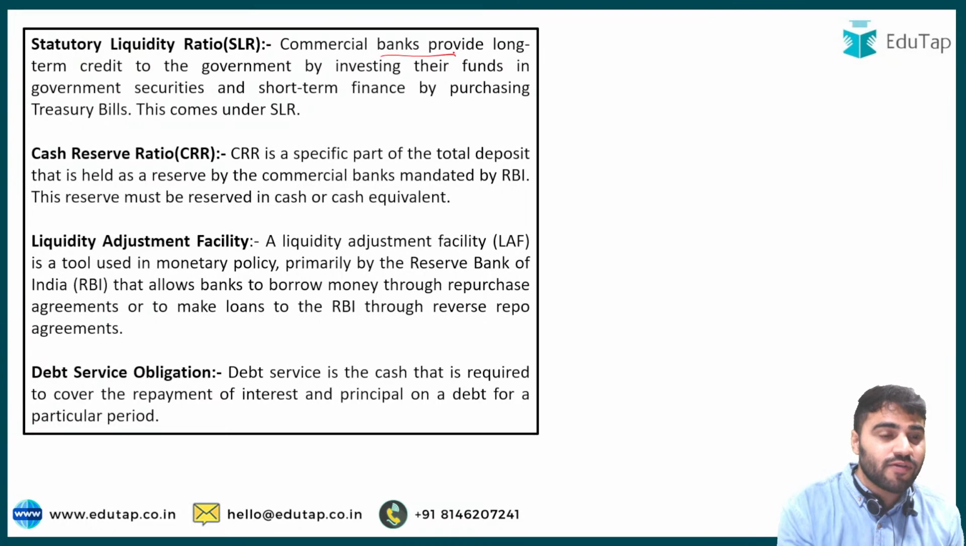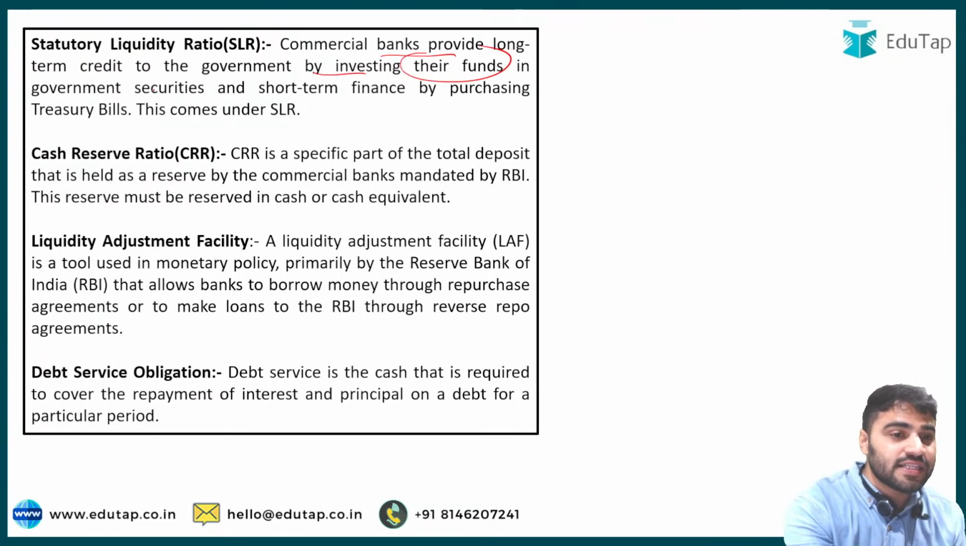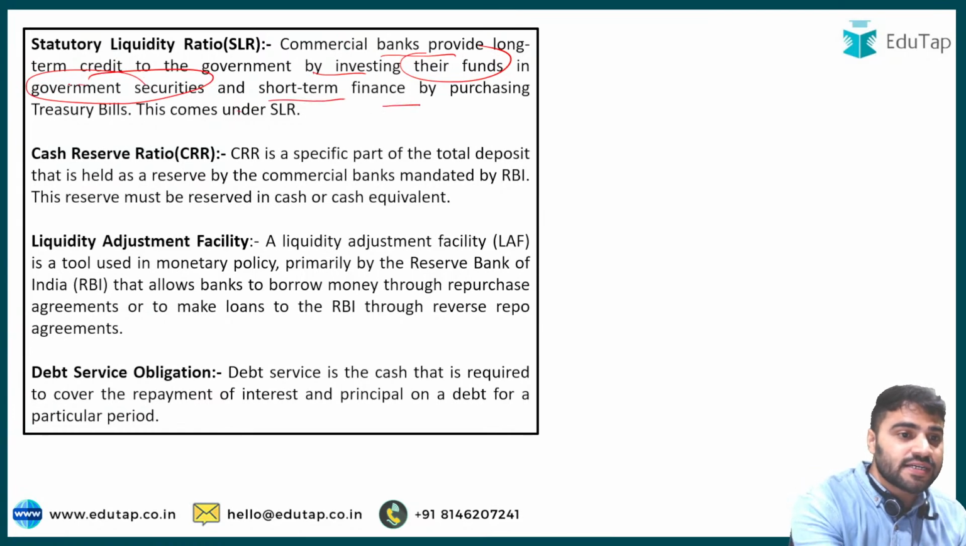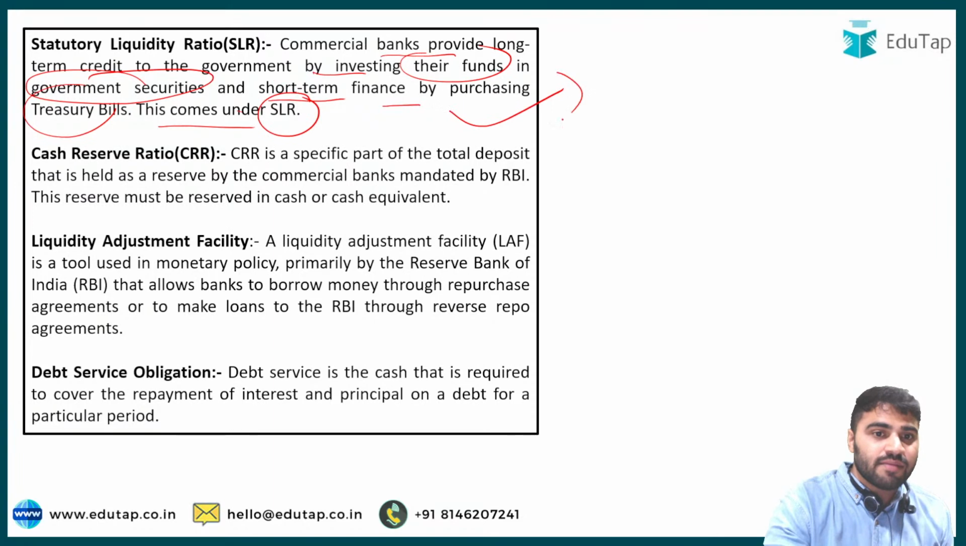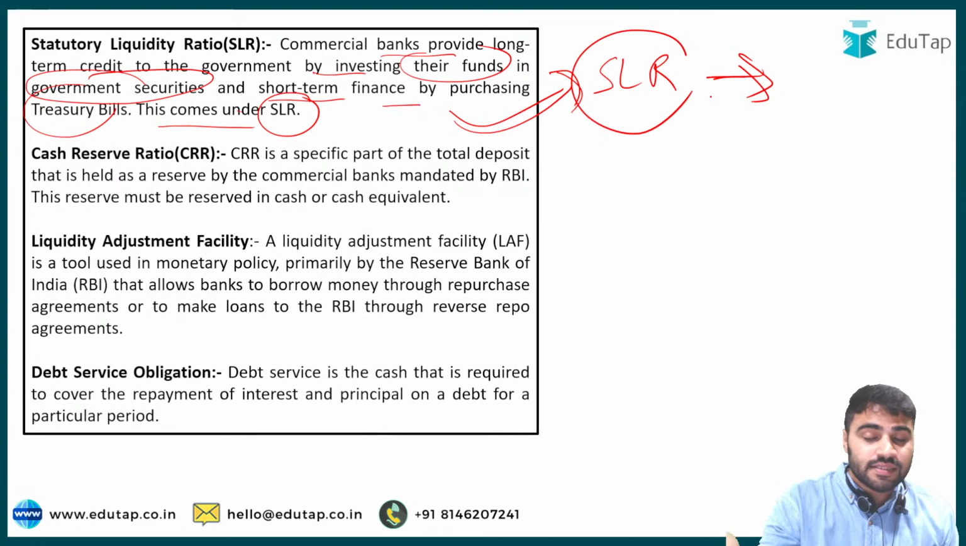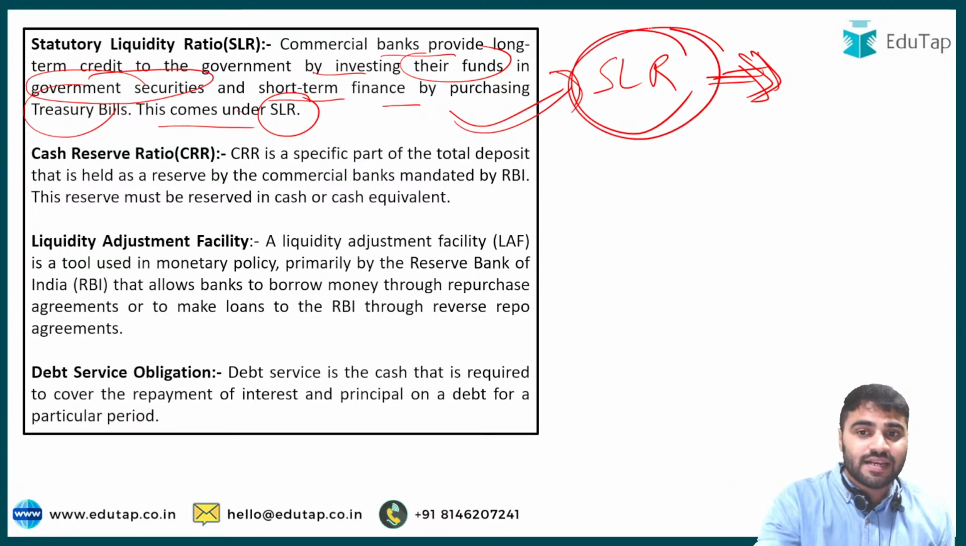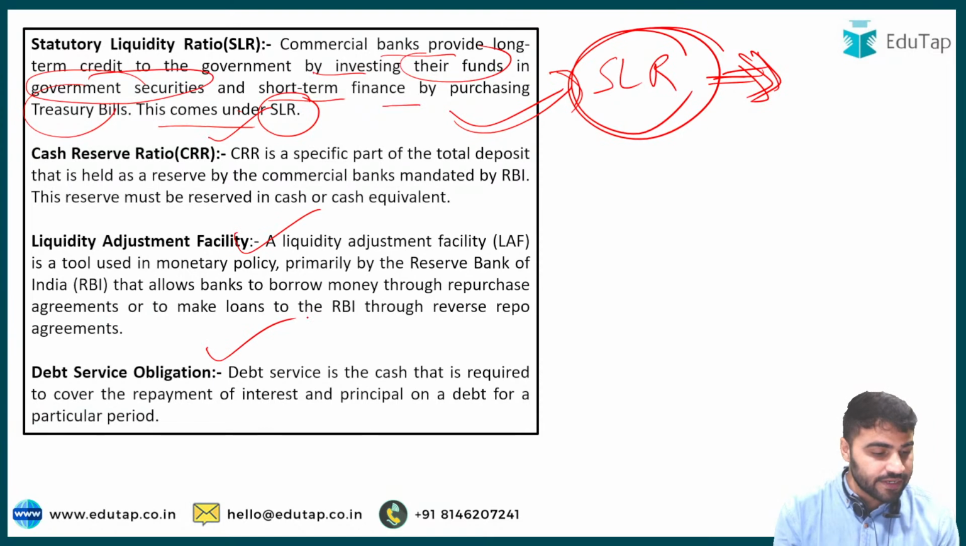So under SLR, commercial banks provide long-term credit to the government by investing their funds in government securities, right? And short-term finance by purchasing treasury bills. So this comes under SLR. By investing the funds in government securities or by purchasing treasury bills, indirectly commercial banks provide loans to the government through the mechanism of SLR, right? CRR, you know that CRR is a specific part of the total deposits that is held as a reserve by the commercial banks, mandated by RBI. This reserve must be held in cash or cash equivalent. Similarly, you can read about LAF and debt service obligation. So I hope you are getting it, guys. Those who are saying option number B, their answer is not correct. The right answer is option number D.